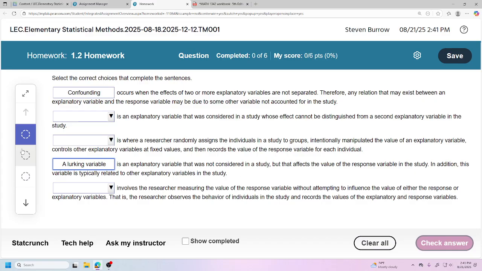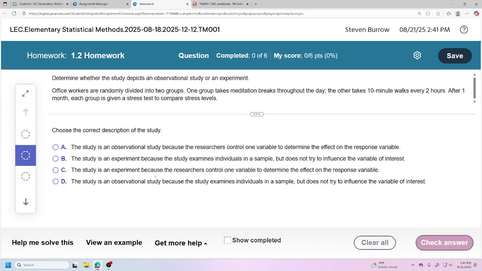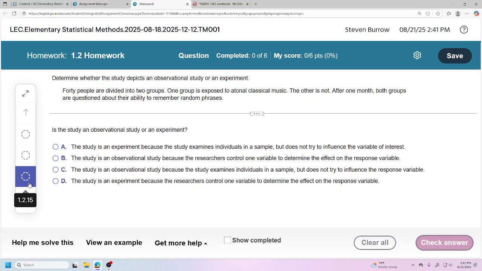Can y'all do that when you get home? I'm going to keep cruising. I want to see what else we got here in this section. We only got a minute or so. So observation versus experiment. We talked about that today. I'm sure that you can handle that one for sure.